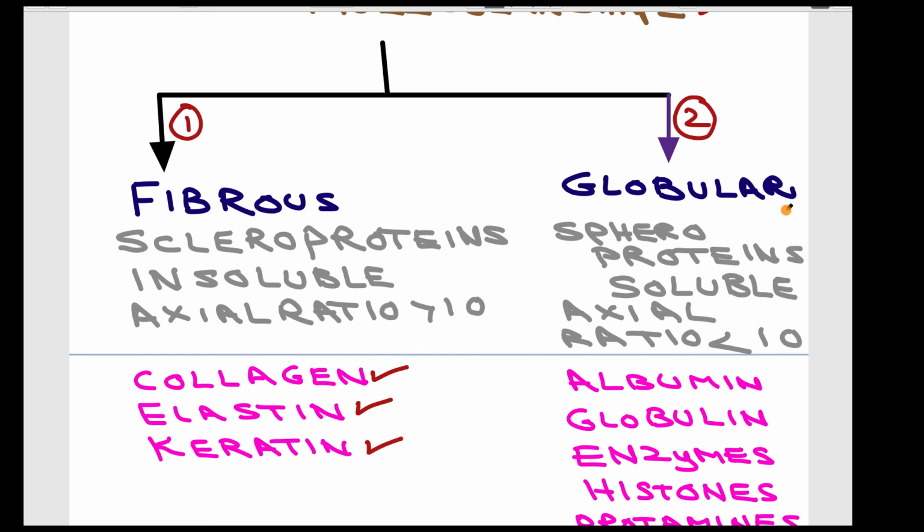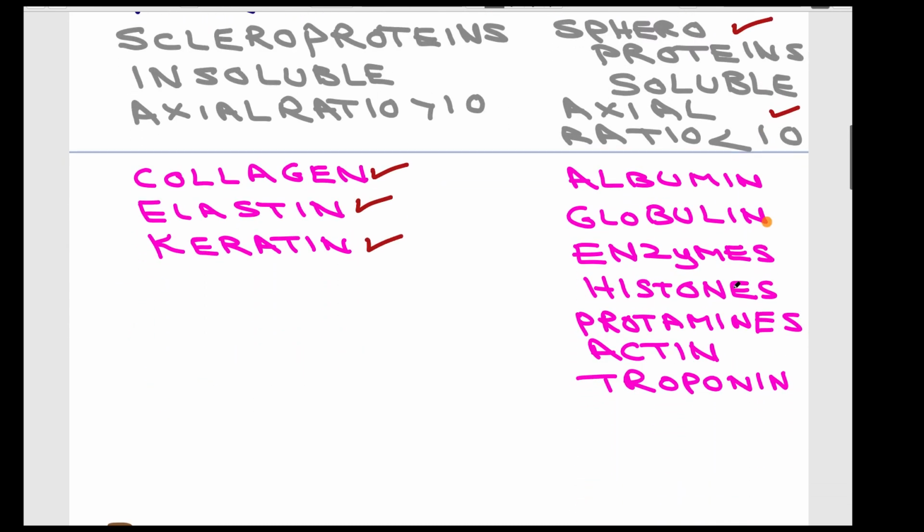Whereas in globular proteins, the axial ratio is less than 10 because they are globular in shape. They are also called spiroproteins, soluble in various solvents like water, acids or alkalis. The examples are albumin, globulin, enzymes, histones, protamins, actin and troponin.